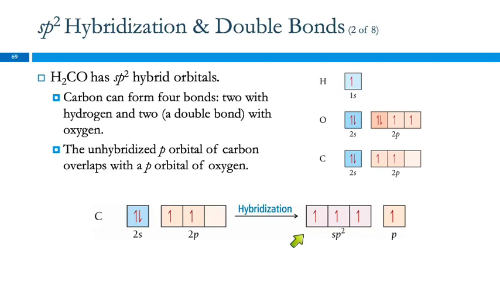So here's our carbon. That's the central atom. And the hydrogens and the oxygen are terminal atoms, and so we're going to assume that they do not hybridize. Makes everything simpler.